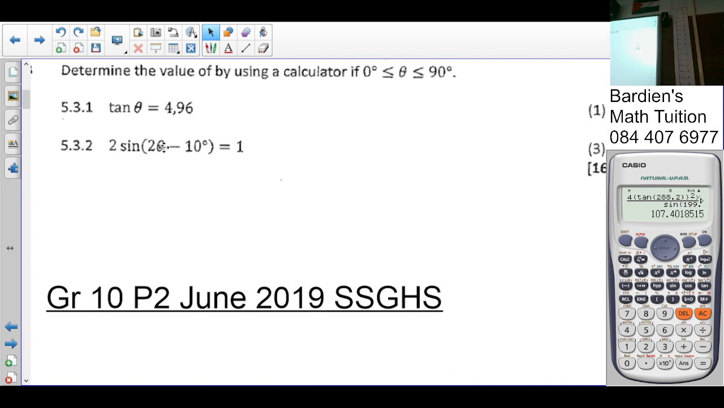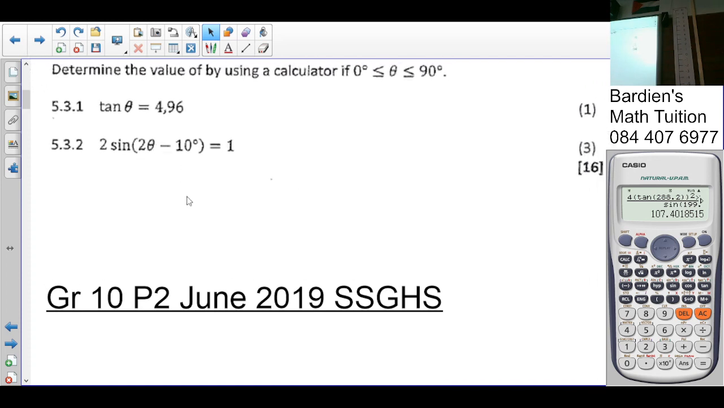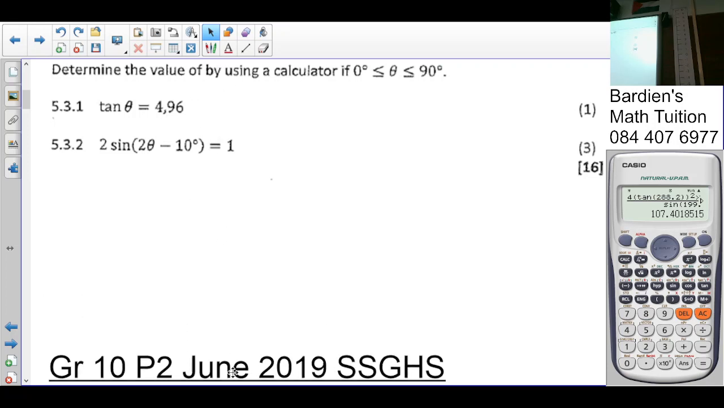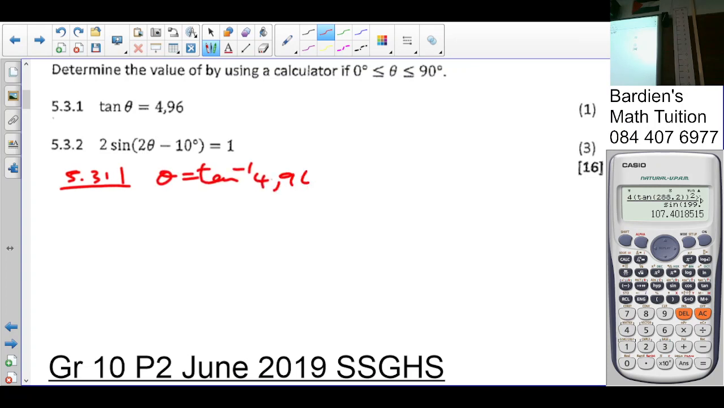Determine the value of, by using the calculator, suppose it be theta, if theta is greater than or equal to 0 but less than or equal to 90, which you mean to say is in the first quadrant. So 5.3.1, theta is equal to, of course, arctan of 4.96. Okay. So arctan of 4.96 gives us 78.6.